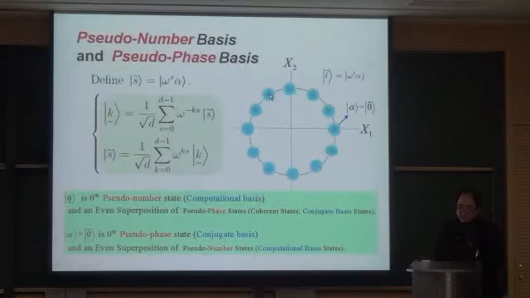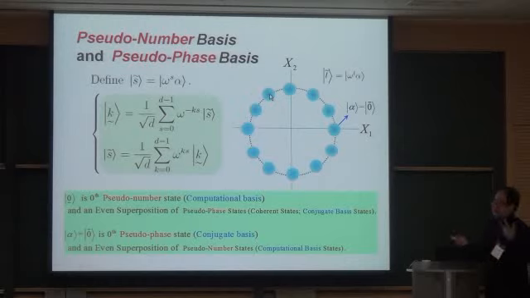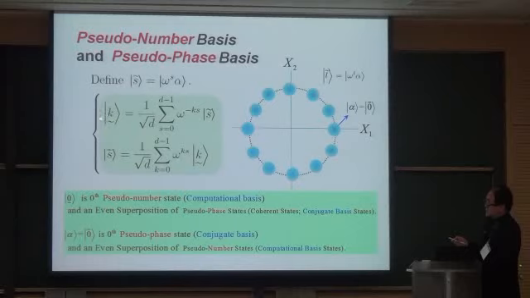So then I can make two representations, two basis sets, for this laser light. This k tilde, the pseudo-number states, I'm going to use for the computational basis. So it's similar to 0 or 1 for qubits. And that is an even superposition of pseudo-phase states. This is a pseudo-phase state. So these two are in discrete Fourier transform relations.